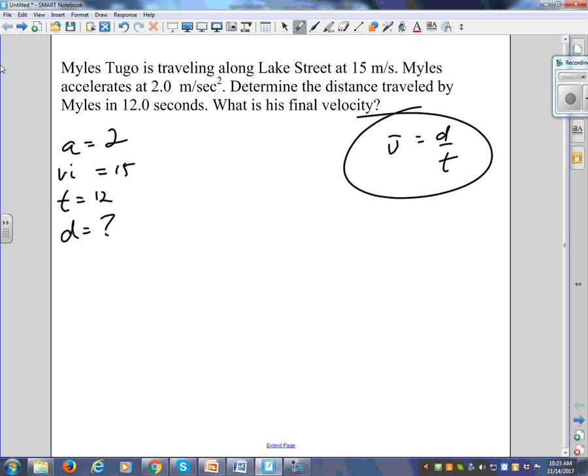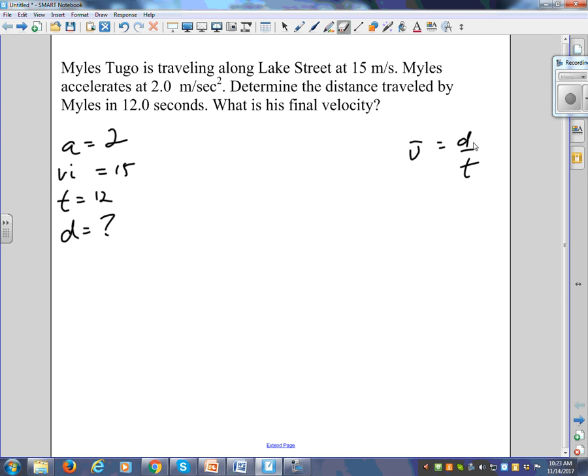Many of you just did this. Many of you just put 15 and 2 and got 30. Okay? But that is not the average velocity. That's how fast he was going at the start, and then he sped up. So he's going to go farther or less? He's going to go farther, right? Because he's going faster.